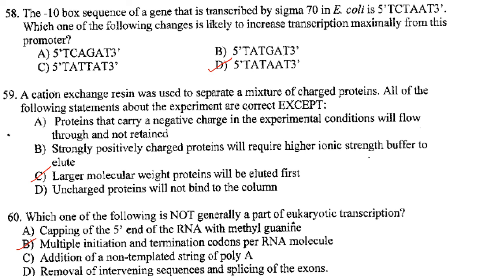Then next one. Which of the following is not generally a part of eukaryotic transcription? Capping of the 5' end of the mRNA with methyl guanine. That is correct. Multiple initiation and termination codons per RNA molecule. That is not a eukaryotic transcription mechanism. Then addition of non-templated string of poly A, removal of intervening sequence and splicing of the exon. The A, C and D are correct, whereas B is not correct.